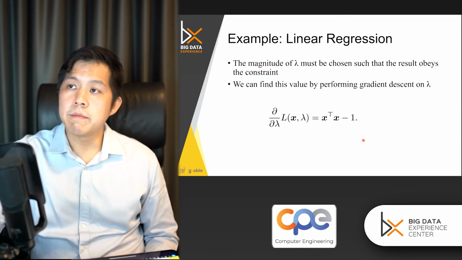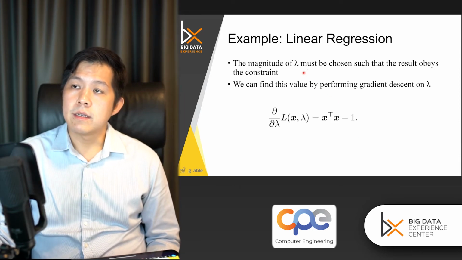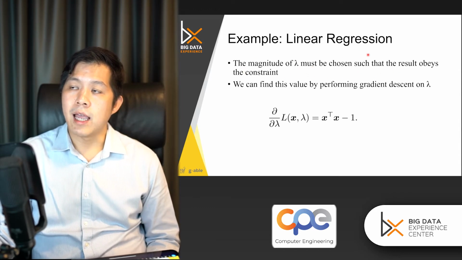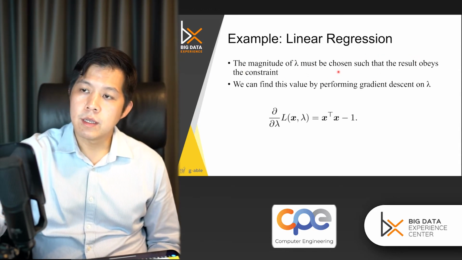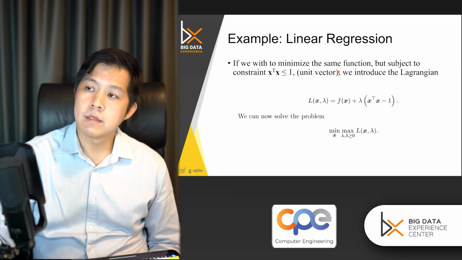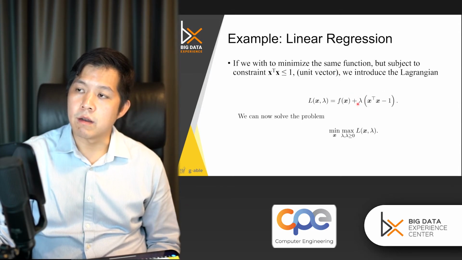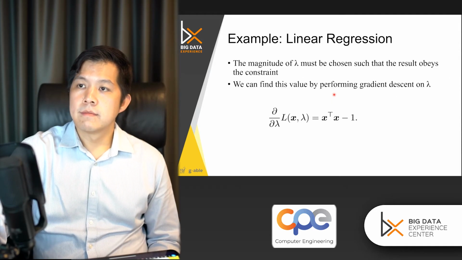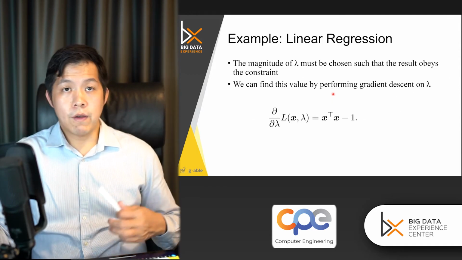So the meaning of lambda here is the control of the constraint. Lambda must be chosen so that you have the appropriate proportion between the errors of the constraint and the actual error. So how to find the value of lambda?